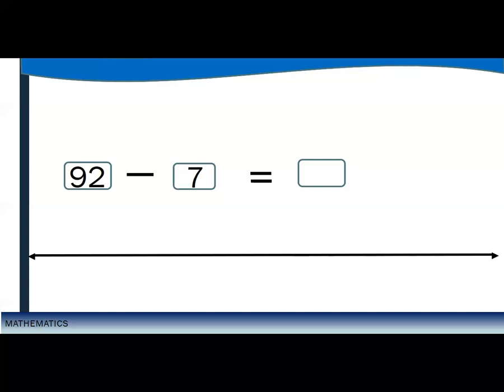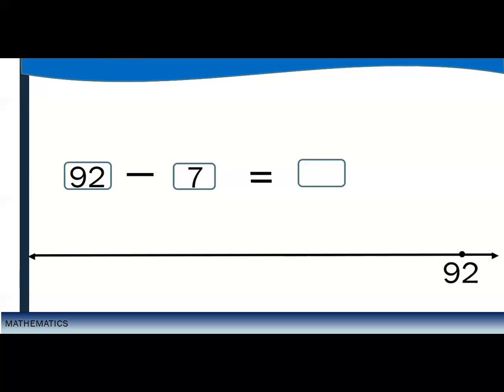Next, we will mark and label the point 92 to the far right of our open number line. So there we have it. And what should we do next, boys and girls? Awesome. We should count back 7 ones from 92. And what will that tell us, boys and girls? How will we find our answer? Great. The number we stop at will be our answer. That will tell us how much we have left when we count back 7 ones from 92.